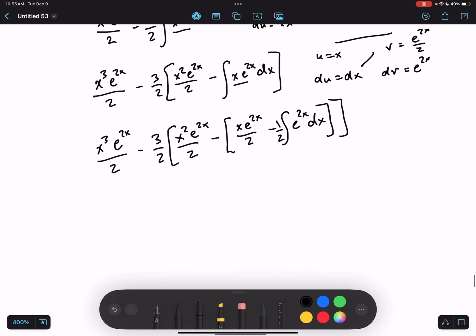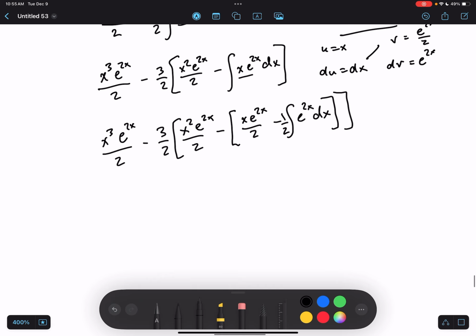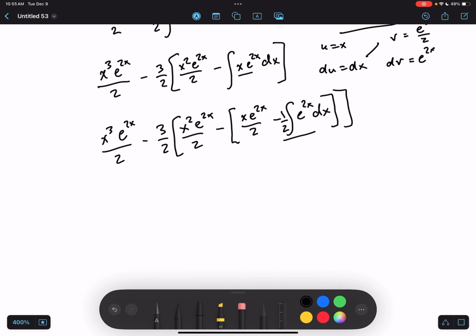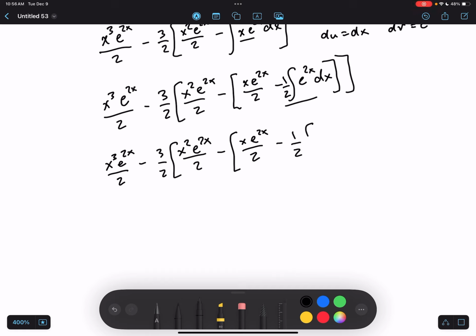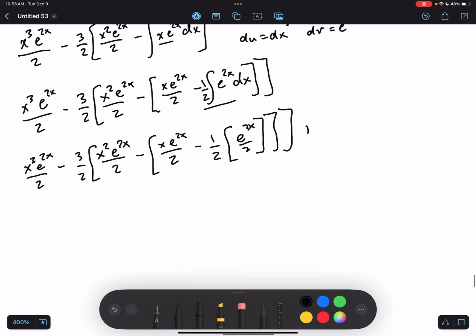And now that we're here, we're basically ready to try and solve this thing. All we have left is this simple integral here to finish, which we can go ahead and wrap up. We can rewrite this whole thing, x cubed e to the 2x over 2 minus 3/2 times x squared e to the 2x over 2 minus x e to the 2x over 2 once more, minus 1/2 times e to the 2x over 2. And all of this, again, because this is an indefinite integral, has a plus c at the end.